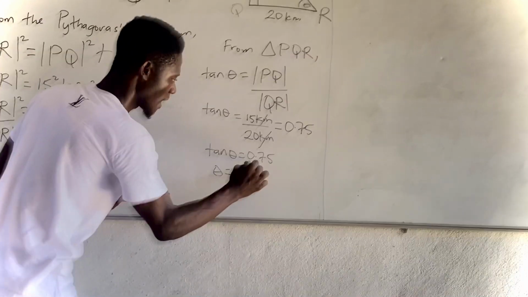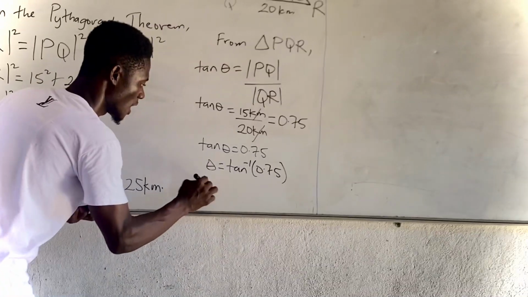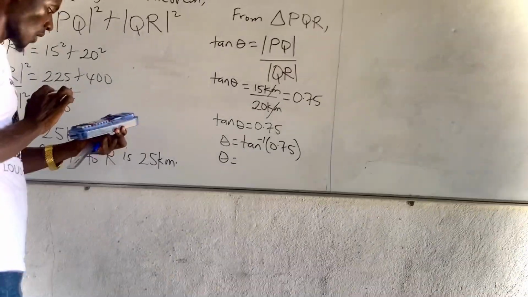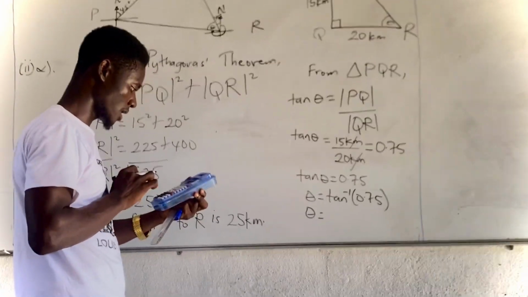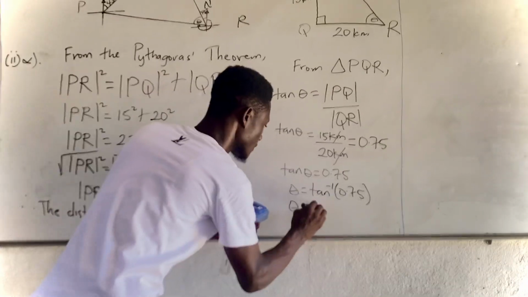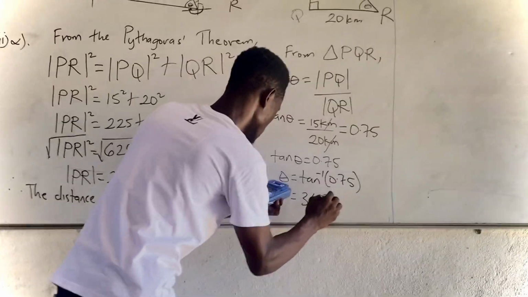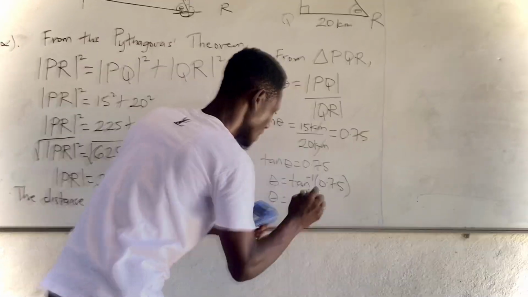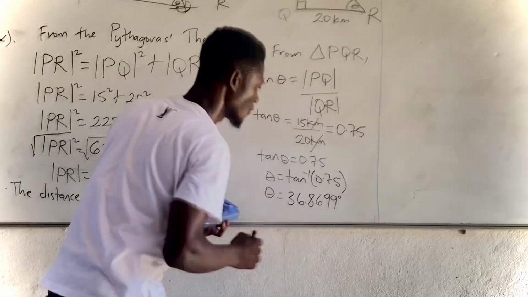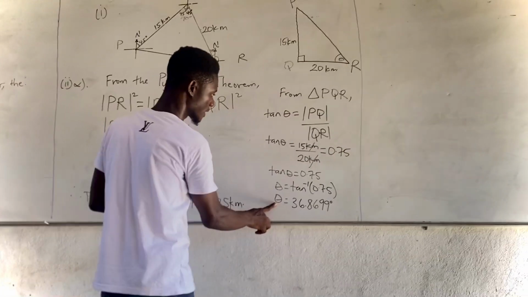You take tan inverse on the left side and you're left with only theta. Then you also take tan inverse on the right side, which is 0.75. So theta equals... We already have 0.75 in the calculator. What we'll do is just press shift and then press tan. It will automatically go there. So theta is equal to 36.88699. It is good to take 4 decimal places when you want to estimate, to maintain accuracy. So this is the theta value.